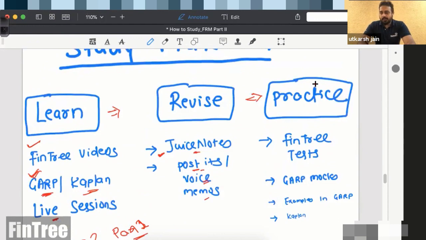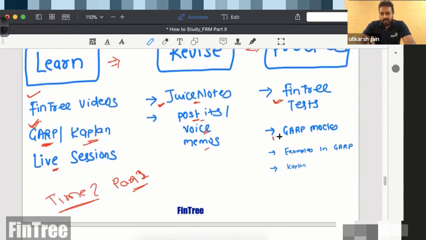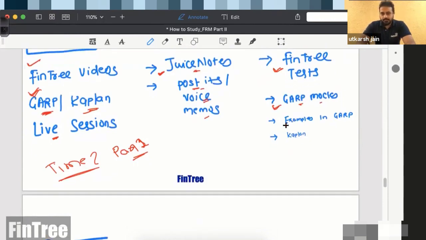And then how do you practice, right? So you've learned, you've revised the content, but how do you practice on a regular basis? These are some of the options you have. One is the tests that I would be conducting. We'll be having 4 of these tests at the end of every month. Then the GARP mock exams, which are provided to you.